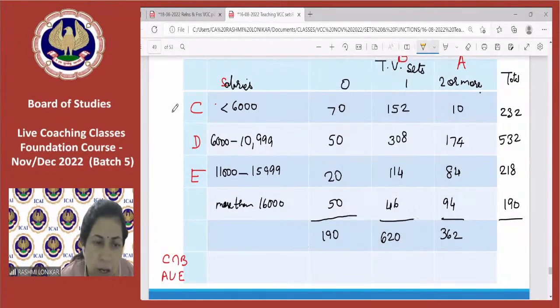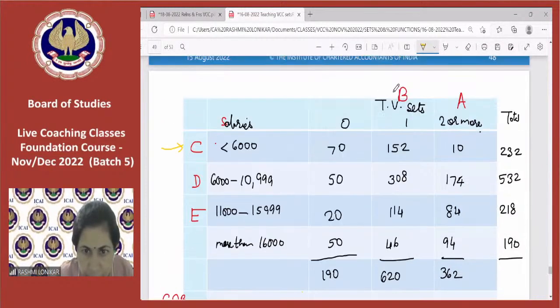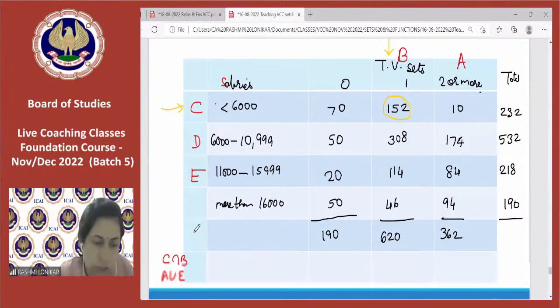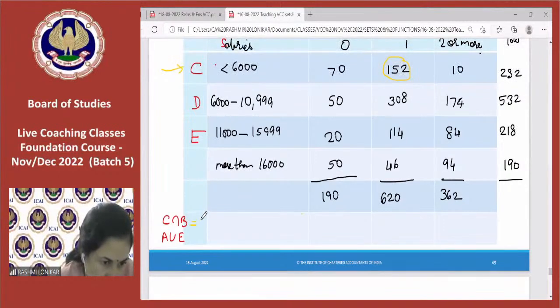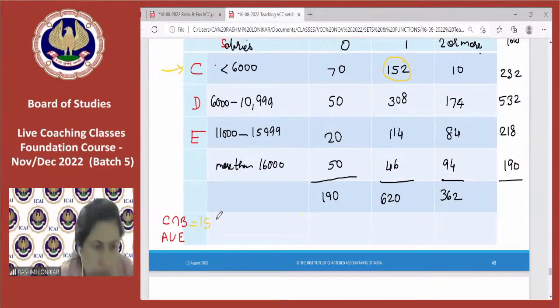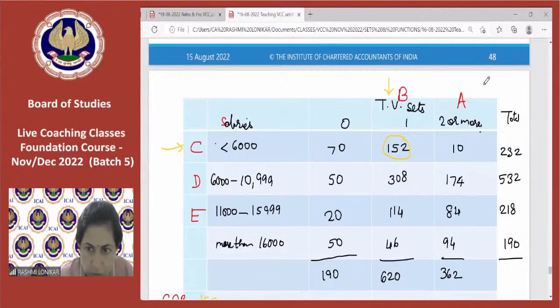Okay. This is C. And this is my B. This is my B and this is my C. If I go from here towards my right, and if I come down, what is the number here? 152. So C intersection B is equal to 152. Now they're asking you to find A union E. Where is A? A is here. So moving from here, I have A.